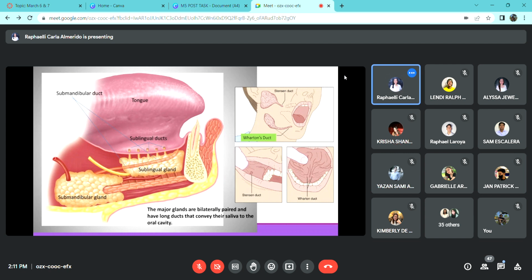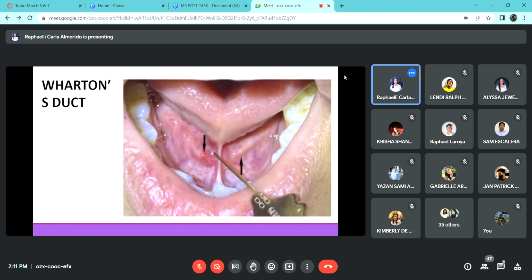Okay, so the caruncle is this one. Okay, so on the lower right side of your screen, you will see the opening of the Wharton's duct. Okay, the caruncle is the one in the middle. Okay, so if we will look at an actual clinical photo, the duct is the one pointed by the arrow, and in the middle you see the lingual frenum. Okay, the caruncle is somewhere in that frenum, in the middle.